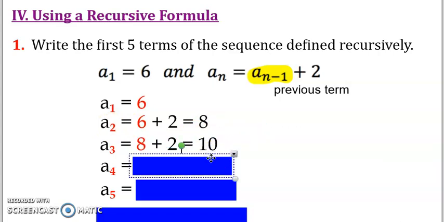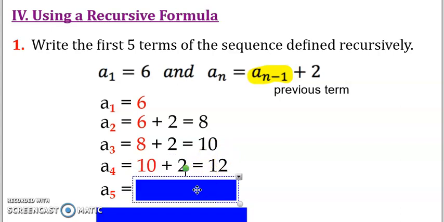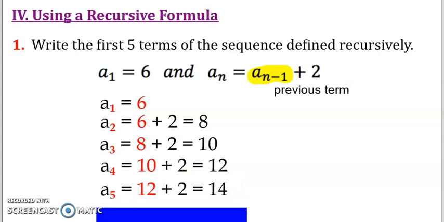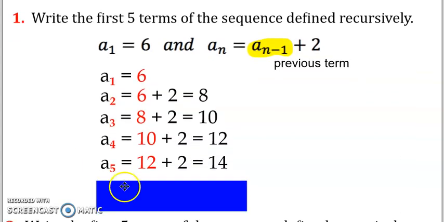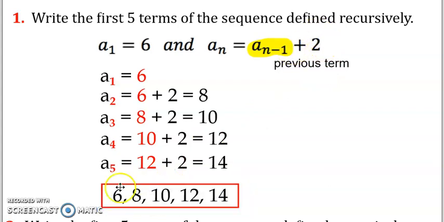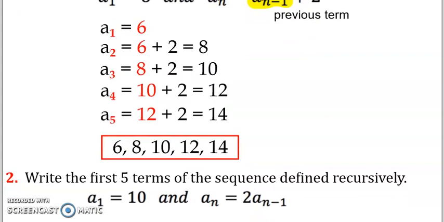I'll take my third term and add 2 to get my fourth, take my fourth and add 2 to get my fifth. And as we go through and do this, you'll notice that each term kind of leads us to the next, knowing that the pattern is just take whatever came before it and add 2. So our sequence here would be 6, 8, 10, 12, 14. This one tends to be a little bit quicker and easier to just crank out the first 5 terms, boom, boom, boom, boom, boom.